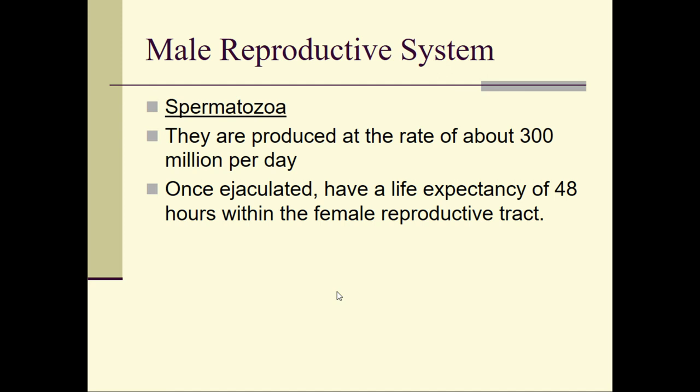Once they are ejaculated and are in the woman's body, they have a life expectancy of about 48 hours within the female reproductive tract. So that means a woman technically can get pregnant 2 days after intercourse. So that is also an interesting fact.